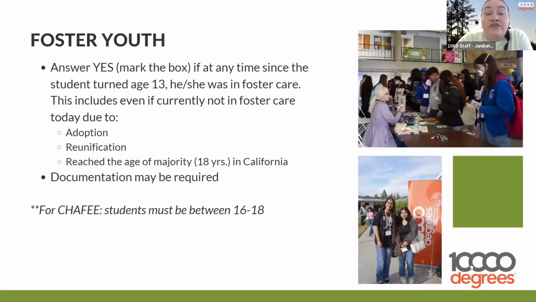Okay, so for foster youth, students are going to answer yes and mark the box if at any time since the student turned age 13, they were in foster care. This includes even if currently they're not in foster care today due to adoption, reunification with family, or because they reached the age of majority, which is 18 years of age in California. For this, documentation may be required. And also important to note for Chafee, students must be between 16 to 18 years of age.